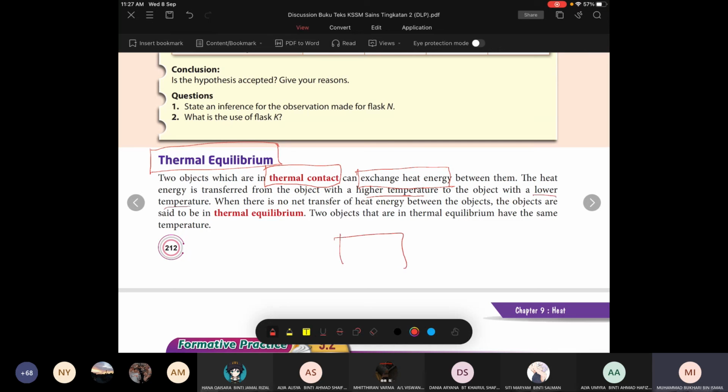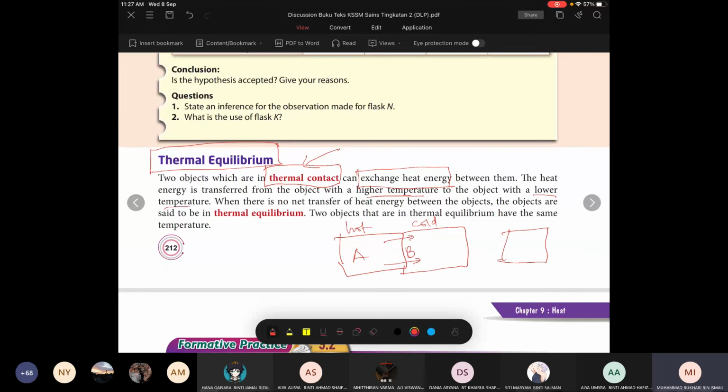So let's say you have two objects here, object A and object B. This one is hot, this one is cold. So heat will be transferred from the hot to the cold object. And they must be in contact. When they are in contact and heat can transfer, we call it thermal contact. We say that the two objects are in thermal contact because heat can be transferred while they are in contact with each other.